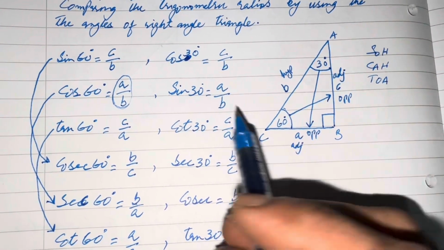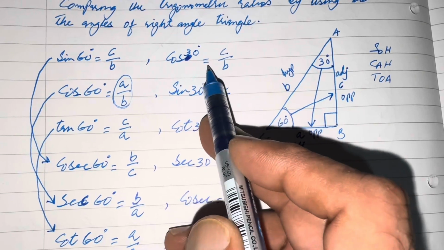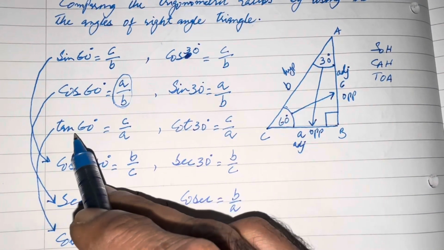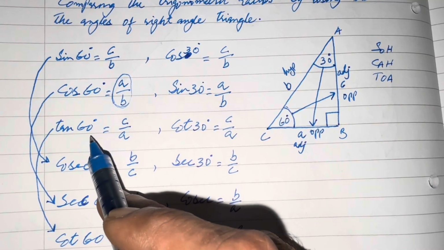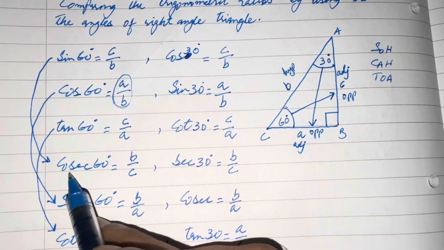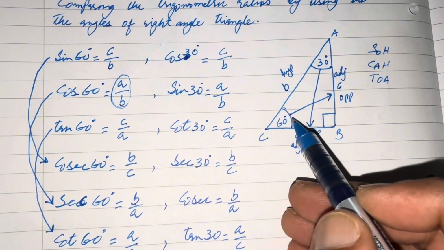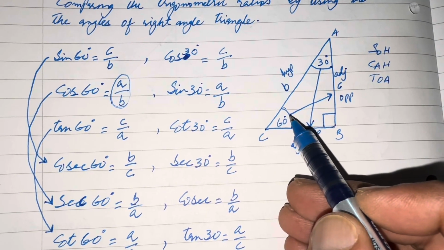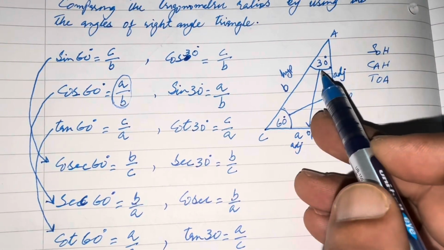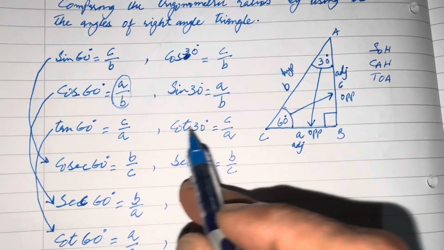So if sine 60 is C over B, then the value of cos 30 will be equal to C over B. Now the second of the 6 ratios: if we find tangent 60 is equal to C over A, then the value of cotangent 30 will also be C over A. If cosecant 60 is B over C, then secant 30 will be equal to B over C. So the trigonometric ratio of tangent for this angle will be equal to the trigonometric ratio of cotangent 30. So these both are the same.